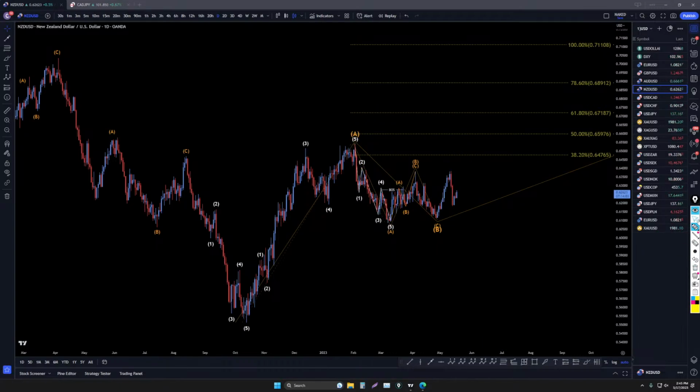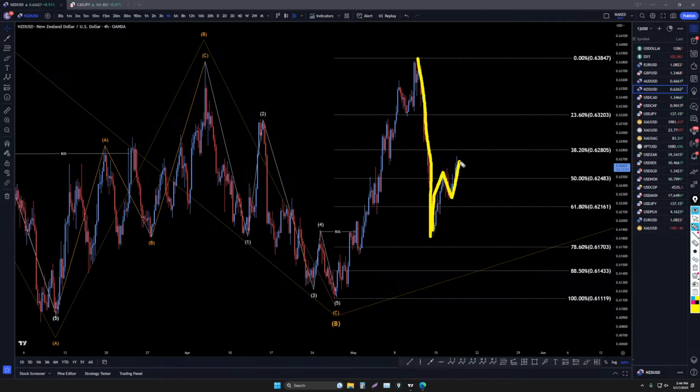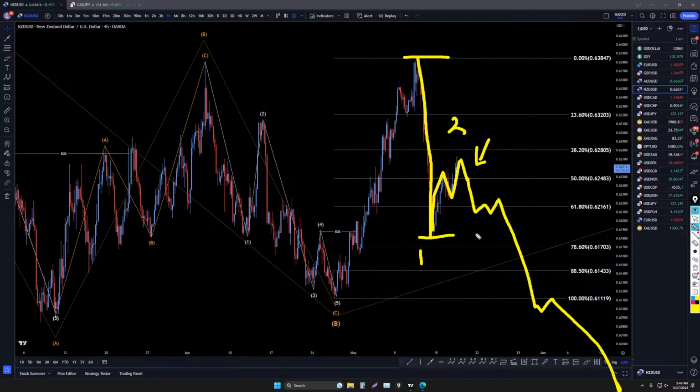So looking at it on the 4-hour time frame, we have a very impulsive move to the downside. As you can see, it didn't bounce off a fib level or anything, so most likely this move up that we're seeing now is going to be a correction to this move down. So if we see like 3 waves up, which we already have, and then we see an impulsive move down, that's probably going to be a really good entry to go short.